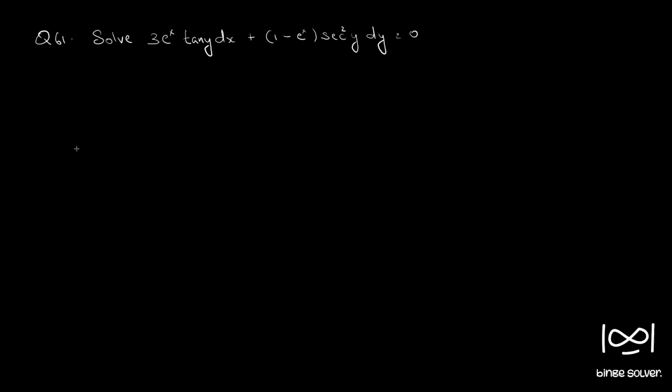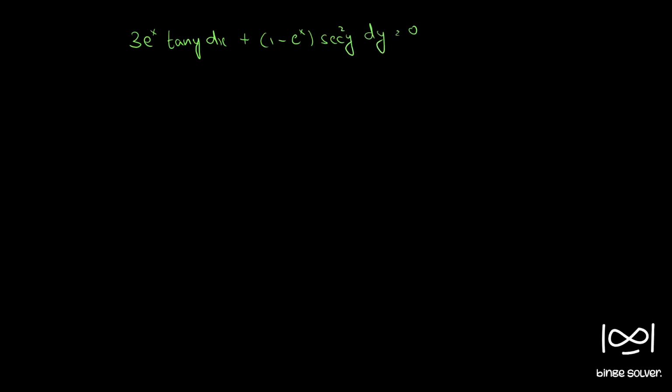Question 61. Solve 3 e raised to x tan y dx plus 1 minus e raised to x sec square y dy is equal to 0. So we'll just write down what is given: 3 e raised to x tan y dx plus 1 minus e raised to x sec square y dy equal to 0. It looks like if we can group together the y terms and x terms separately, we can use the separation of variables method to solve this.